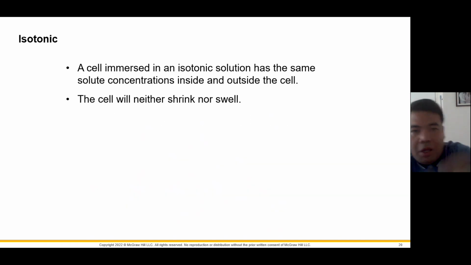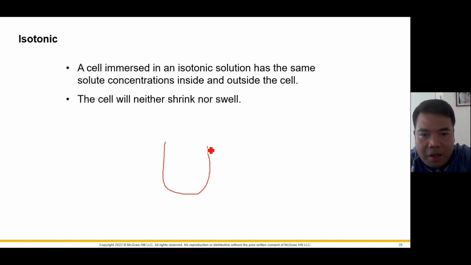Now, if a cell, okay, drawing natin ulit yung same beaker.